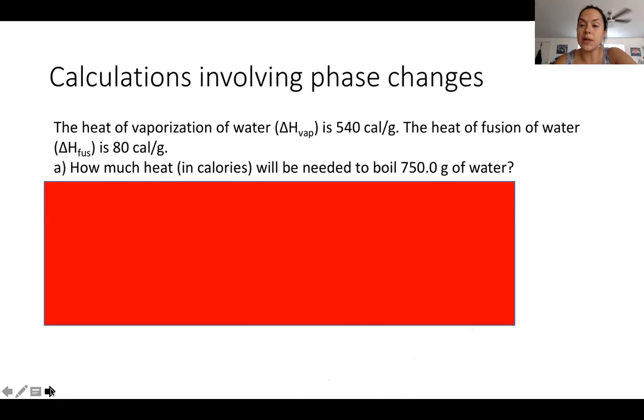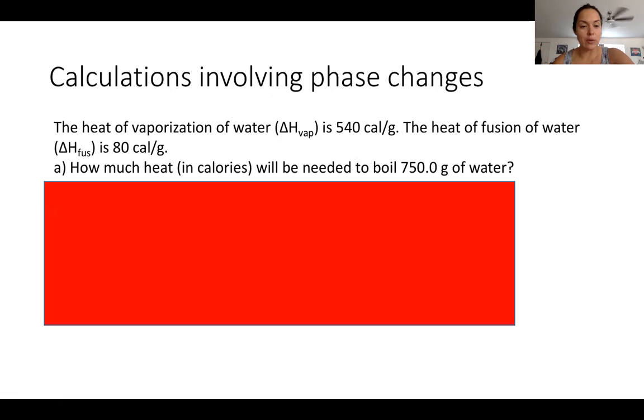Okay, so we can do lots of interesting calculations with this information. I want to be really clear here that this is a calculation only for the phase change, only if we're changing from solid to liquid or liquid to gas, or the other way, gas to liquid or liquid to solid. There's no change in temperature here, only a change in the phase, okay? So it's telling you the heat of vaporization of water is 540 calories per gram. The heat of fusion of water is 80 calories per gram. So there's a little bit of a test here. Do you know which one to use?